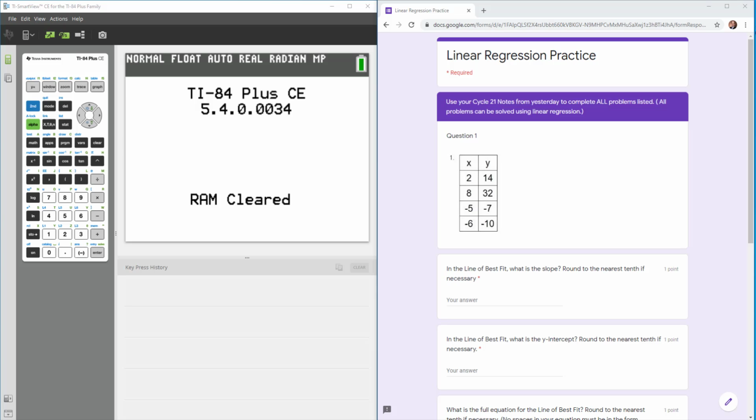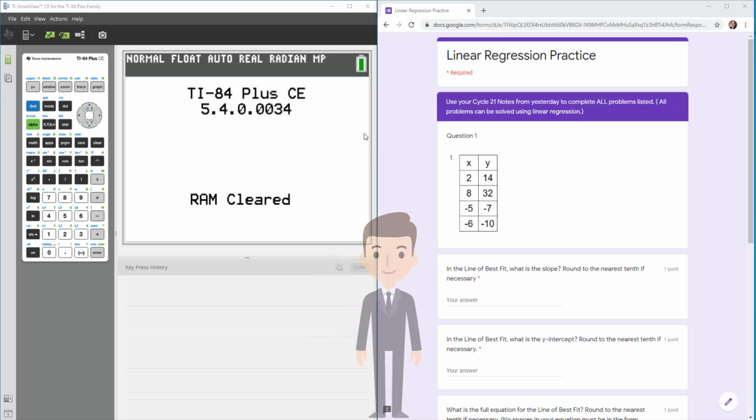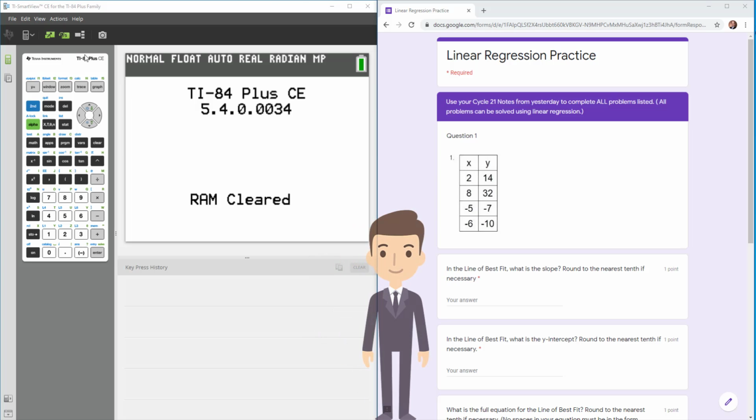It's been a lot of fun today. We've been practicing new stuff. And one of the cool new things I want to do with you is work through some linear regression practice. And I'm actually going to do all this.